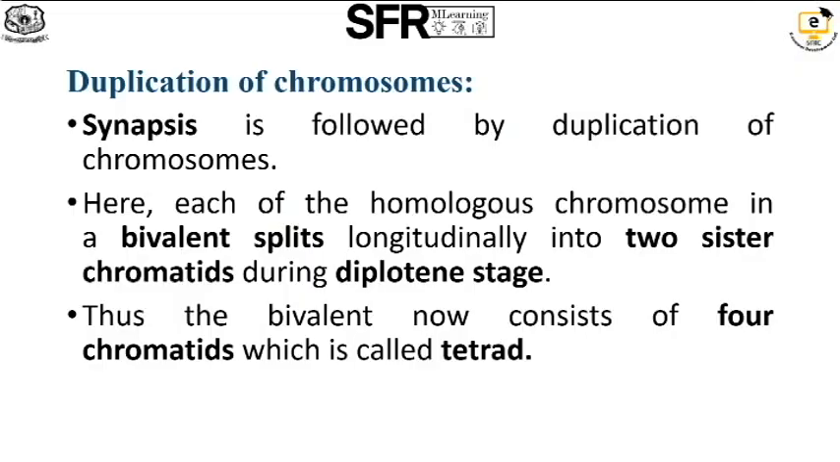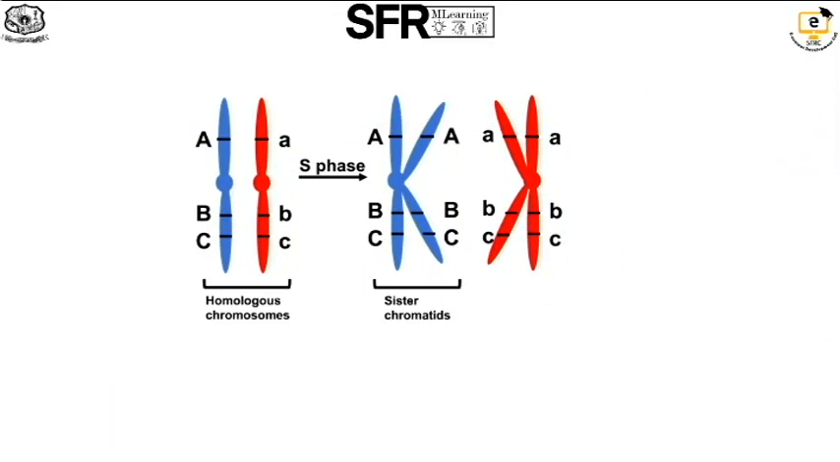Duplication of chromosomes is the second mechanism. Synapsis is followed by the duplication of chromosomes. Here, each of the homologous chromosomes in a bivalent splits longitudinally into two sister chromatids during the diplotene stage. Thus, the bivalent now consists of four chromatids, which is called a tetrad. We can see this in the diagram: each chromosome has two chromatids, it duplicates and forms the four-chromatid tetrad stage.